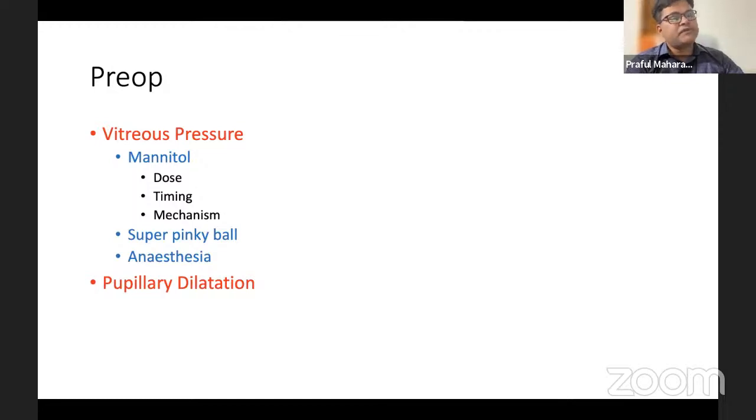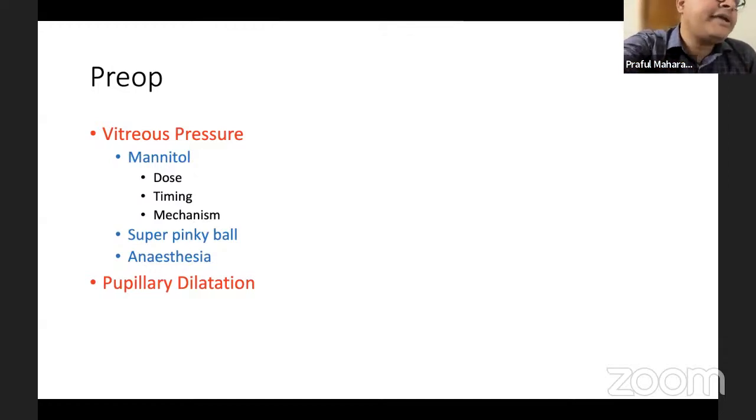And there are even a few papers that suggest that peribulbar anesthesia is better than general anesthesia. Because in peribulbar anesthesia, you can use super pinky, you can use digital massage, and you can reduce the vitreous pressure. But in general anesthesia, you're not giving a peribulbar block, neither are you applying any massage. So eyeball pressure is almost equal, or maybe it may become a little raised because of the anesthesia impact.